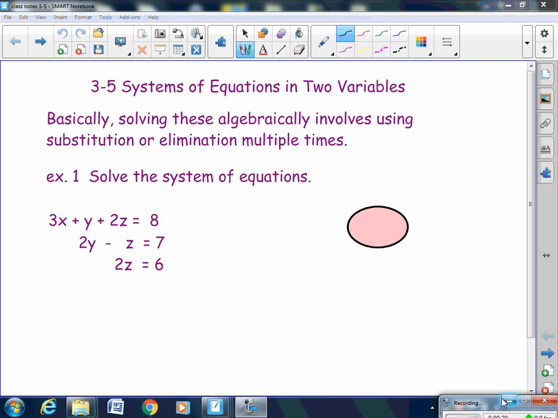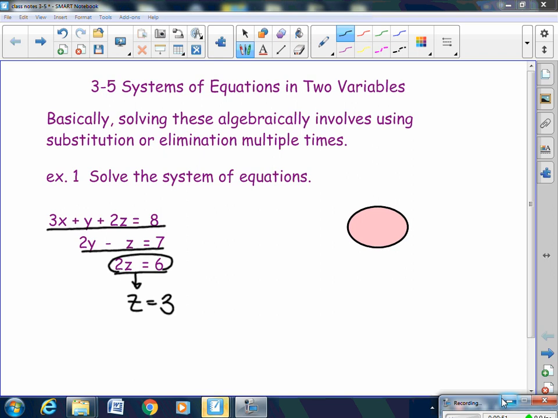So, we're going to work with 3 variables. So far, we've only worked with 2 variables. What do we do when there's 3 variables? So the first one's a pretty basic one. There's a very long equation, a little bit shorter one, and then a really short one. So it's kind of obvious which variable you should solve for. Work with the smallest one first. 2z equals 6. z must equal 3.